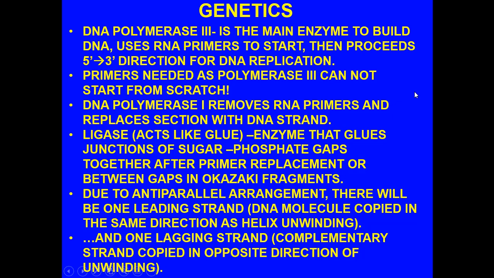Now, this is very important. DNA polymerase III. This is the main enzyme to build DNA and uses the RNA primers to start and then proceeds in a 5' to 3' direction for DNA replication. You see, primers are needed for polymerase III, because it can't just start from scratch. Now, there is another DNA polymerase called DNA polymerase I that removes RNA primers, replaces the section with a DNA strand. So in other words, after you've had the primers, you remove them, you fill in that little gap.